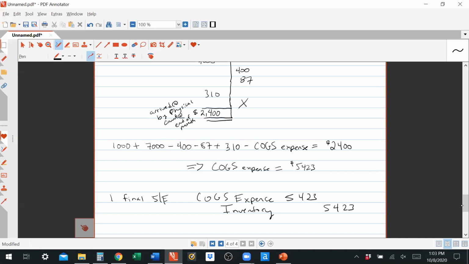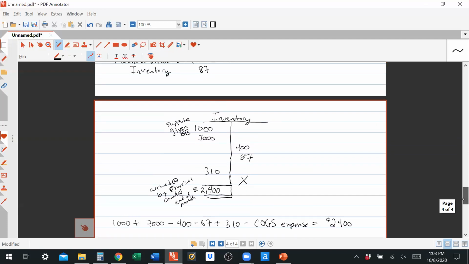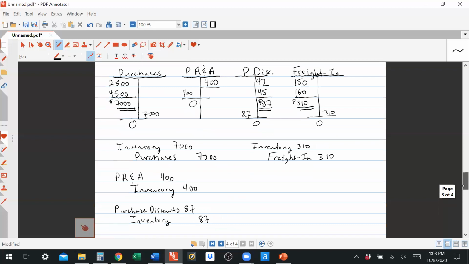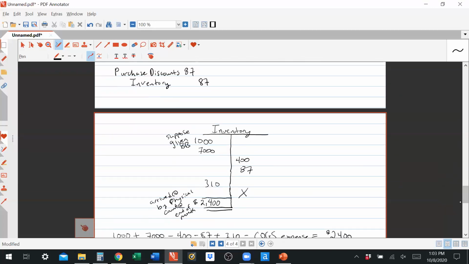So hopefully you can see why companies don't really like using a periodic system. There are more journal entries. There's more stuff to do. At the end of every period, you got to go physically count your inventory. And at any moment during the period, you can't look in the inventory T account and know exactly the dollar value of inventory, right? Because you don't make any entries in the inventory T account until the very end.